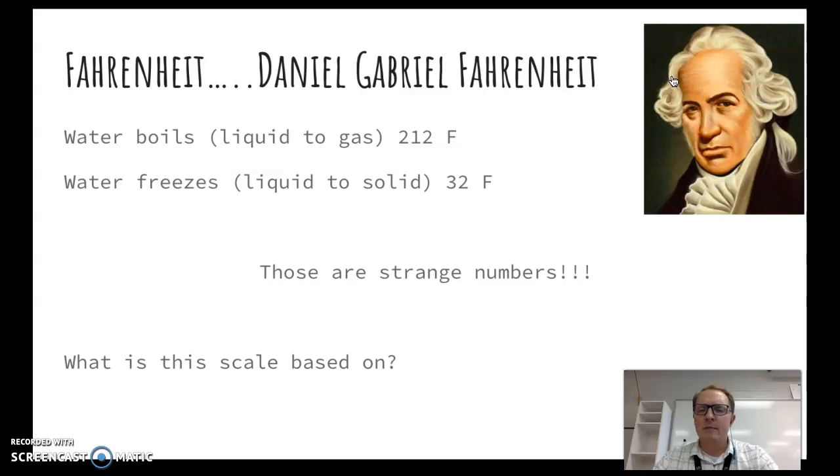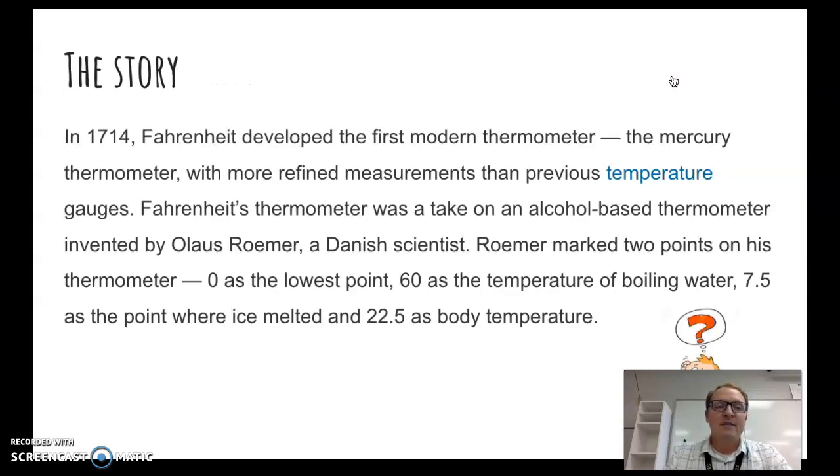Why do these numbers seem so strange and random? It goes back to what the scale is actually based on. I'm about to take you on a crazy trip, so just bear with me here. Here we go. In 1714, he came up with a modern thermometer. It was a mercury thermometer, but it was taking its temperature based on an alcohol thermometer. And he marked 2 points on it: 0, and then 60 was the temperature where water boiled. 7.5 is the point where ice melted, and 22.5 was approximately where the internal body temperature was.